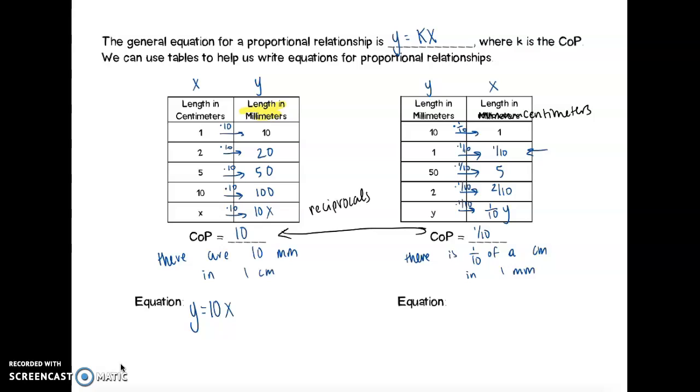So when we have two tables that are looking at the same information, one COP will be a whole number and the other COP will be the reciprocal of that. And my equation is actually going to also be reciprocals of the equation on the left. So in this case, I am looking for my length in centimeters, so I'm looking for my x, and to get my x every single time, I'm taking my y and multiplying it by 1/10. So I have x equals 1/10 y. So if you see here, these two equations are also reciprocals.